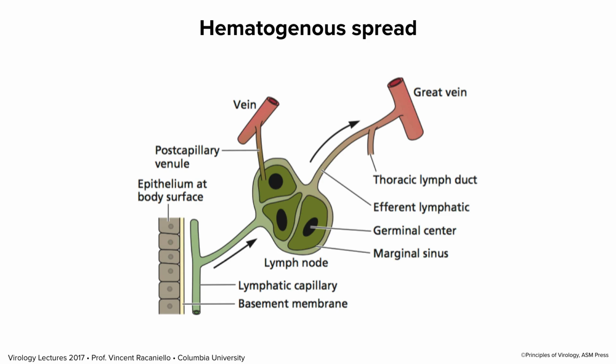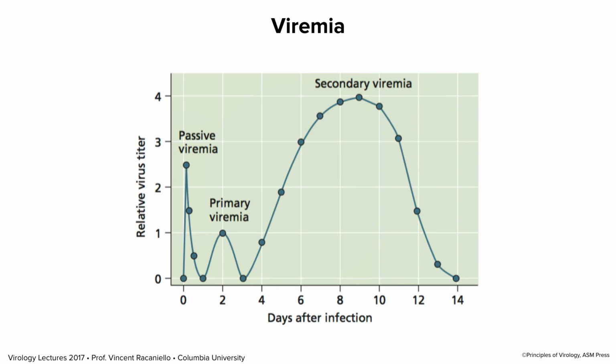And now the virus can go anywhere it wants to, right? Because the blood circulates to every cell and organ in the body. And virus in the blood is called viremia. And this is a graph that shows you what a viremia is. So we're looking at infection of an animal with time, days after infection, and we're looking at virus titer on the y-axis. And we distinguish three kinds of viremia.